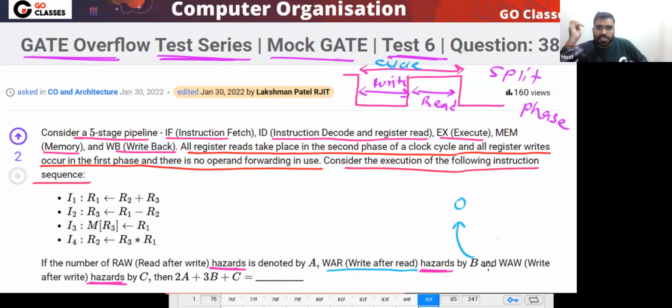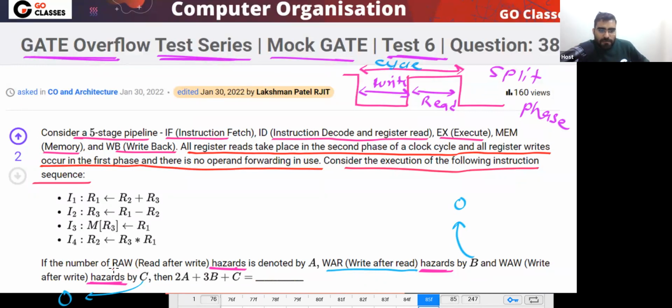How many WAR hazards? There will be 0 hazard. How many WAW hazards? There will be 0 hazard. So all of them are basically 0. You have no WAR hazard. You have no WAW hazard. These are 0. Only we have to find the RAW hazard.